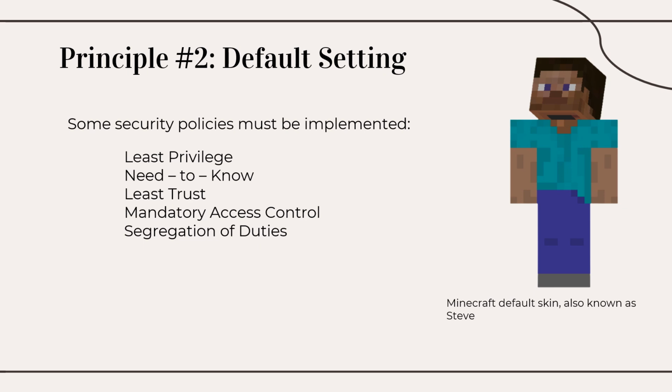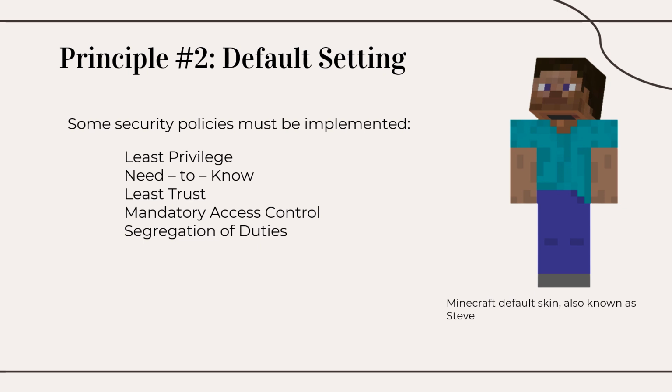Then there's mandatory access control. This makes sense: if there's security, there must be access control, obviously. If not, then anyone could have access to the stuff.